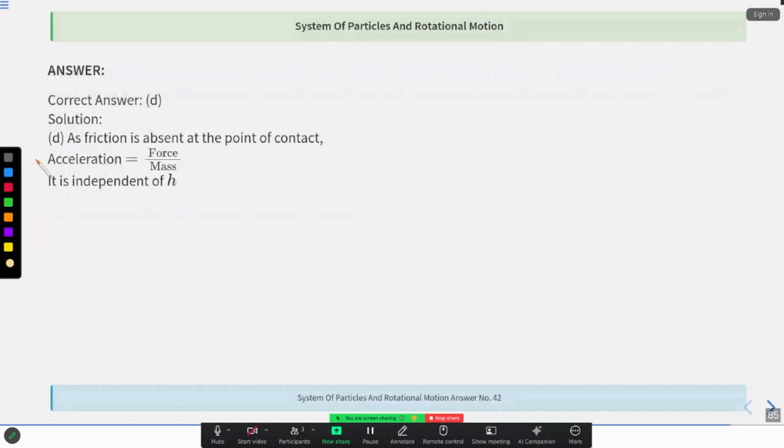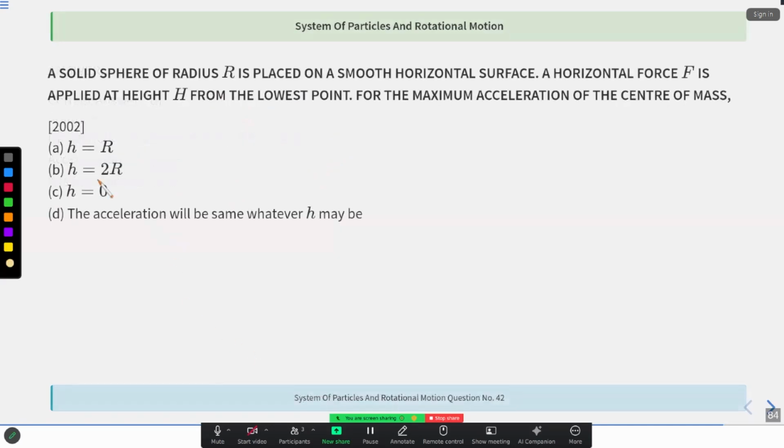So the normal acceleration formula, which is force upon mass, comes from F is equal to ma. Now force is equal to mass into acceleration, so acceleration is equal to force by mass. We don't have anything related to height, so it is independent of the height. It doesn't matter whatever it is, acceleration will remain the same. If friction would be there, then the story would have been different.